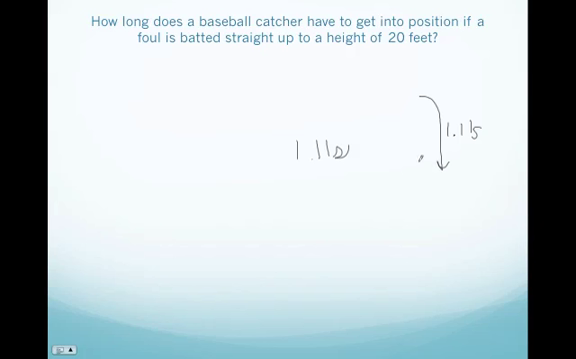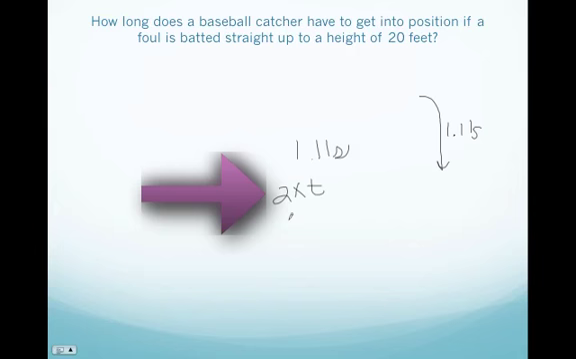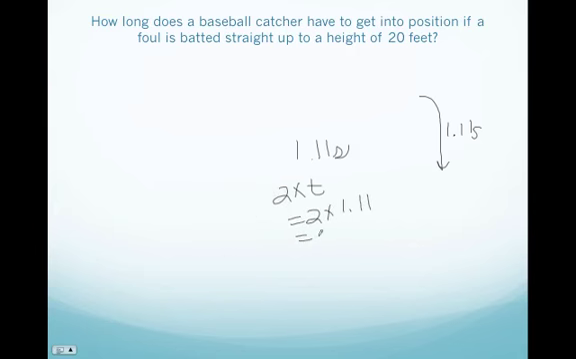But the baseball catcher also has the time that it takes for the ball to go to the top. So in order to solve this problem, we aren't done yet. You need to take 2 times your time. And when you do that, 2 times 1.11 is going to give you 2.22 seconds. So the catcher has a little over 2 seconds, a little under 2 1/4 seconds, to get into position and catch that fly ball.